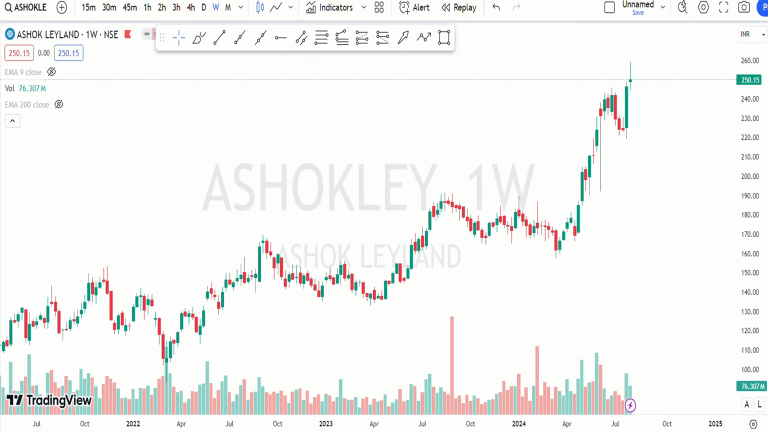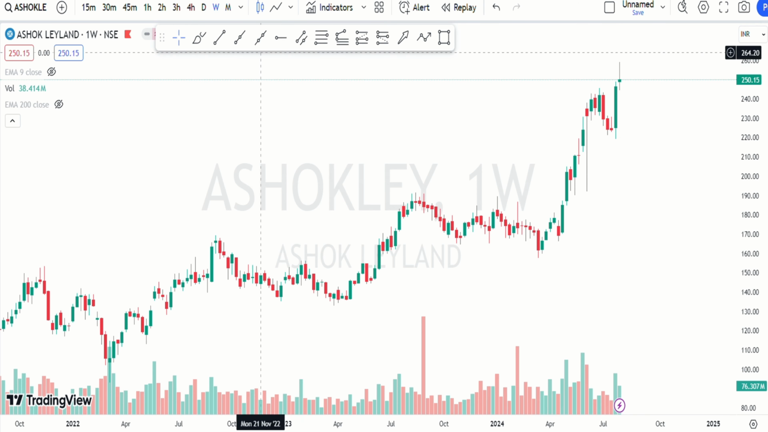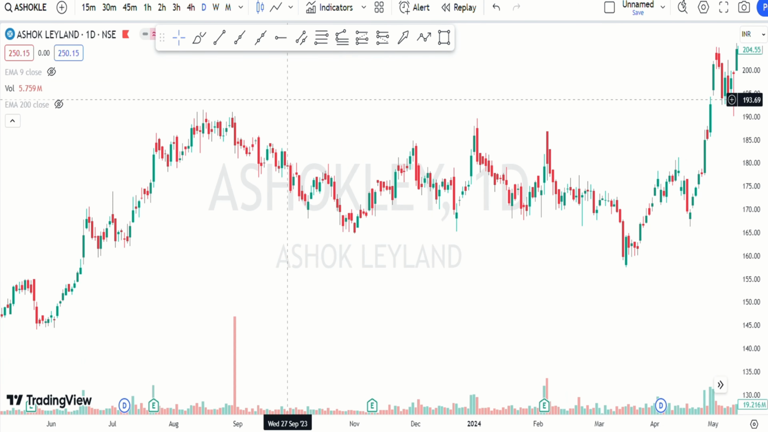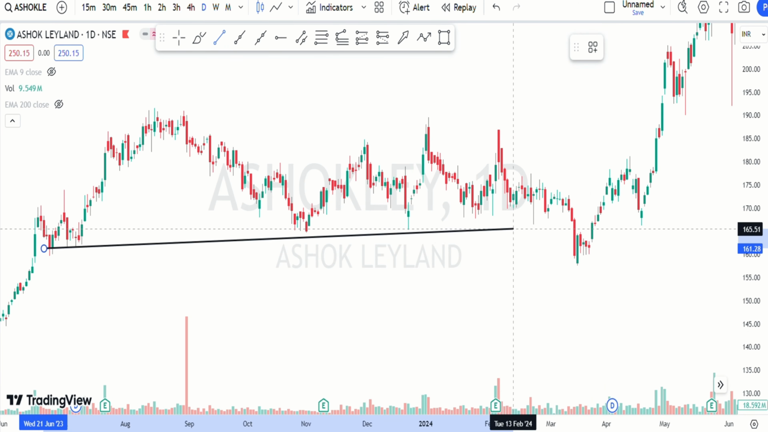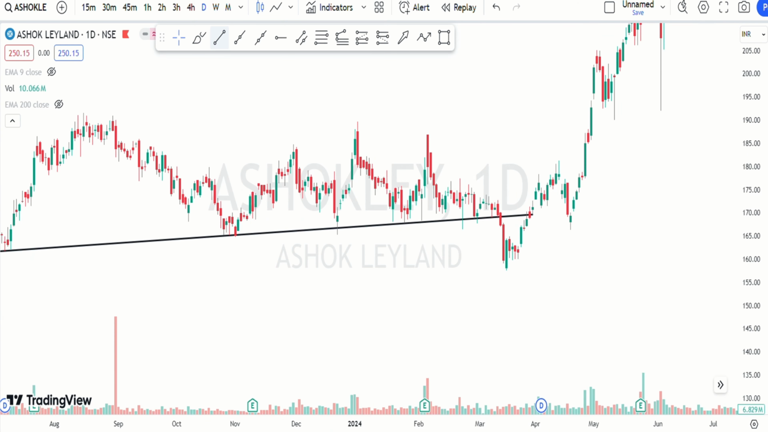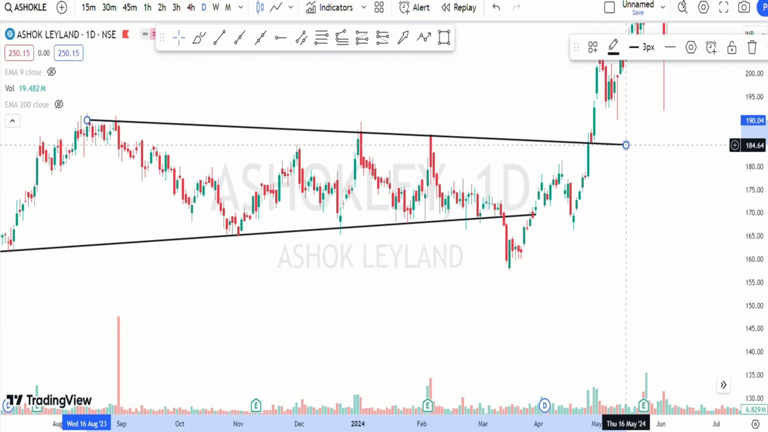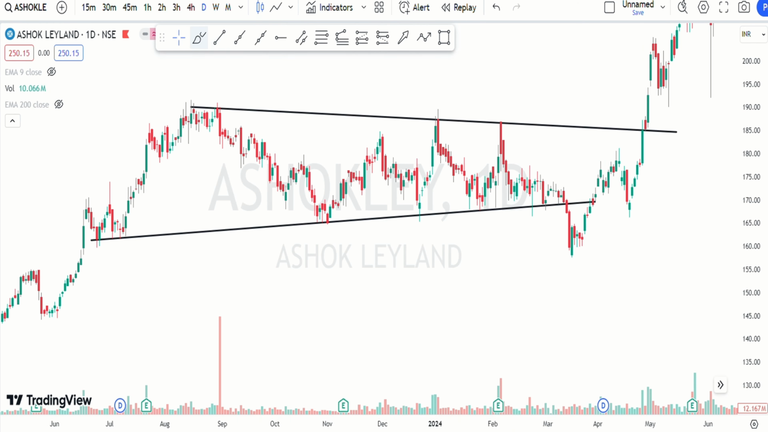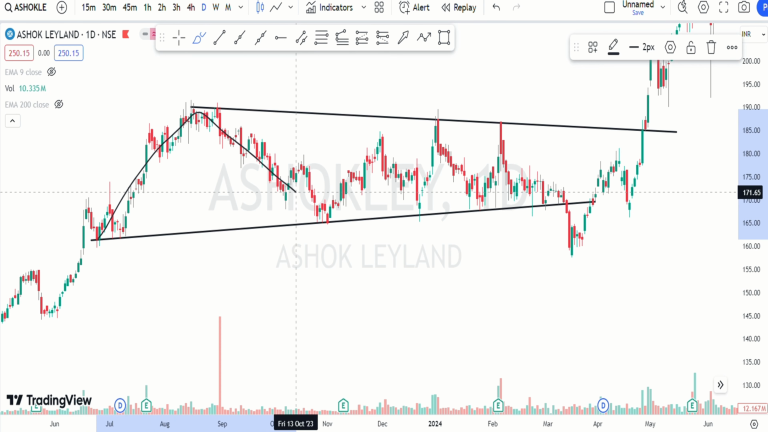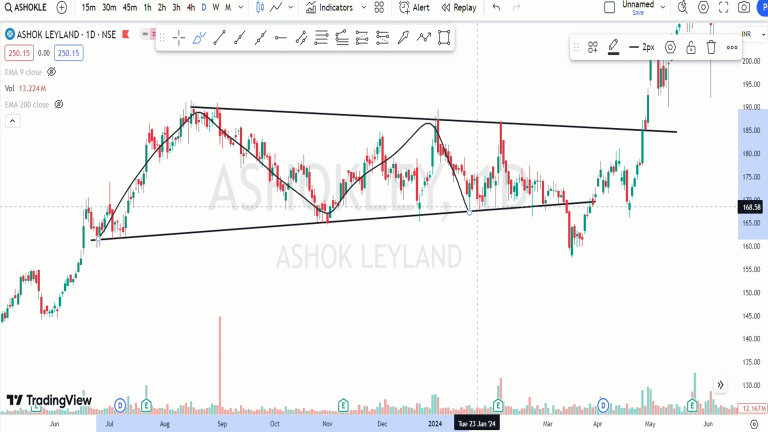So the next stock is Ashok Leyland. How did I trade this stock? Going back to the daily time frame, what do you see? I see a simple triangle pattern over this place. All right, I traded this stock. You see, one touch and the second touch, the stock went up, and the third touch, right, over this place. So where did I enter?